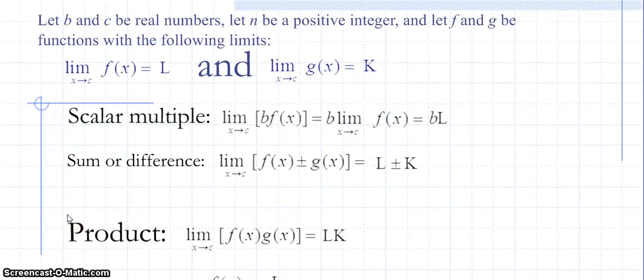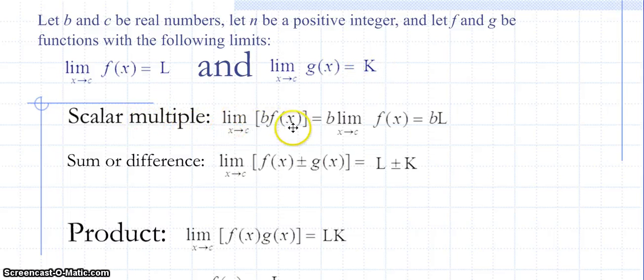So, moving on, first we're going to look at some formal definitions of things. This should all be common sense, though. If you understand a limit, this should make sense. These are not things you should memorize. It's just things you should understand. So let b and c be real numbers, let n be a positive integer, and f and g be functions with the following limits. The limit as x goes to c of f of x equals L, and the limit as x goes to c of g of x equals k.